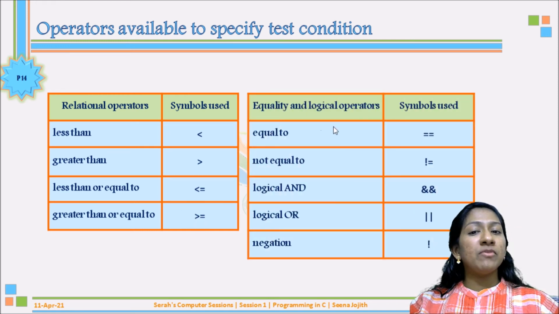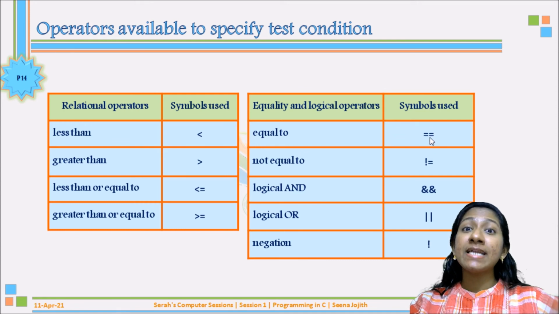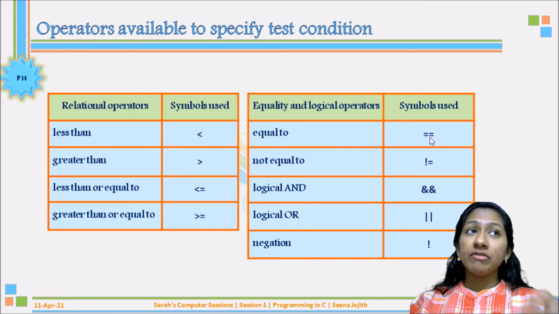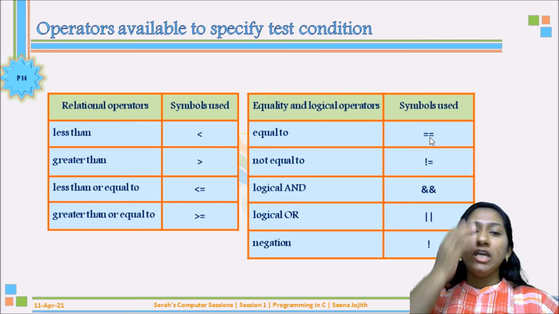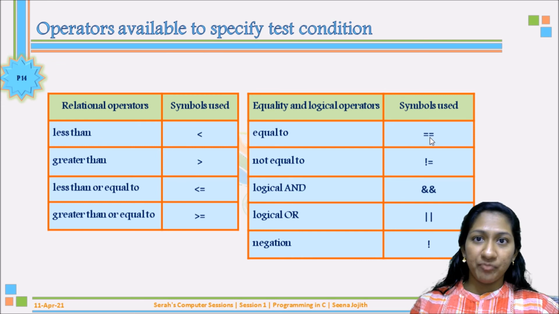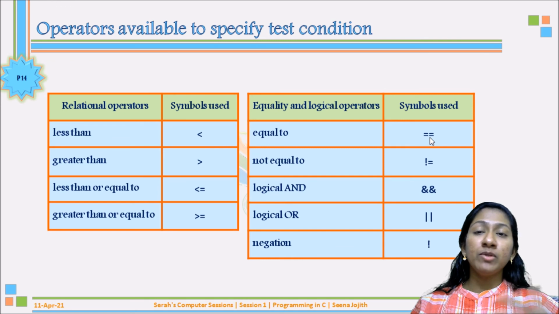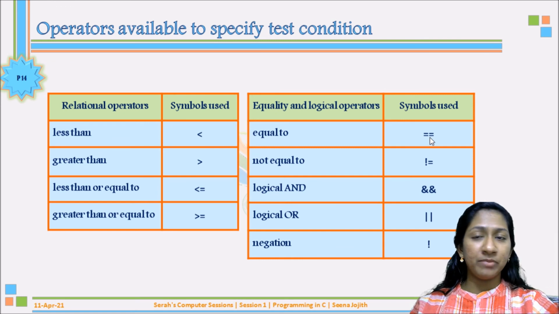Yes, these are some of the equality and logical operators and the symbols used. Equal to: if you have to check whether a is equal to 3, you have to give a double equal to inside the control statement. If a equal to 3, if you give a single equal to, it's just going to assign that value to the variable a. If you have doubts, you can just write simple programs as you saw in my previous slides and check for the evaluation results that the compiler will give you.